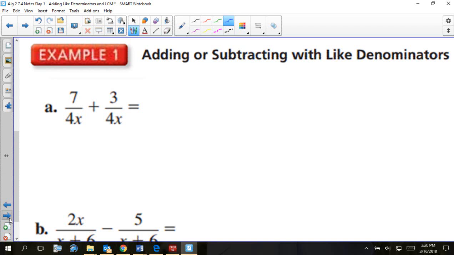You have to have like terms. Anytime you add in math, like terms. So with fractions, common denominators. Do we have common denominators? So then we have the answer with a common denominator, and on top we add 7 plus 3. So 7 plus 3 is 10 over our common denominator for x.